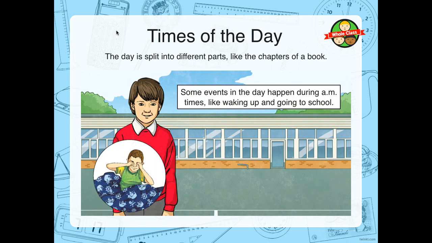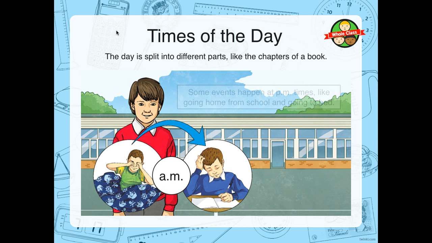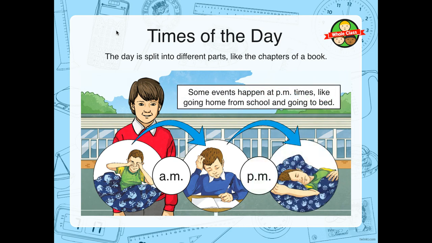Sometimes you can have some actions or events happening during both times. Can you think of something that could happen in either AM or PM? For example, watching a movie. You can watch a movie at 10 a.m. on Saturday, or you can watch the same movie at 2 p.m. in the afternoon. You see?